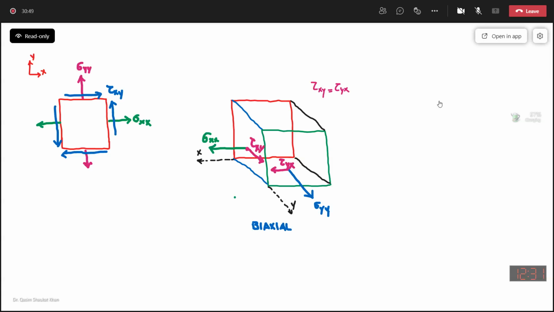Similarly, for this shear stress, if you extend these corners, you will see that this shear stress is also showing the positive sign convention. In general, the sign convention we have assumed is that if the vertical component of the shear stress is pointing upwards, it is considered positive. If the vertical component of the shear stress is pointing downwards, it is considered negative.